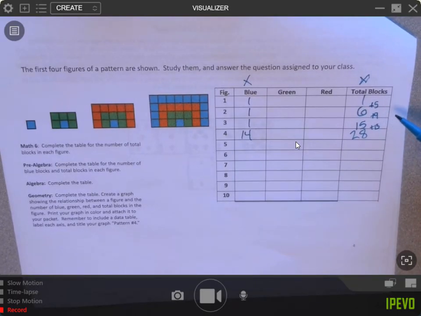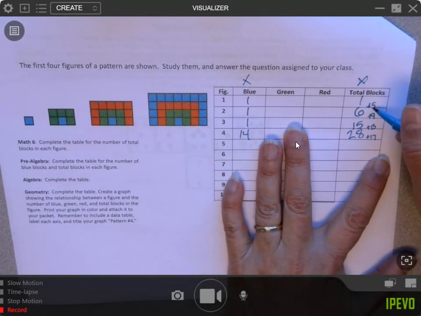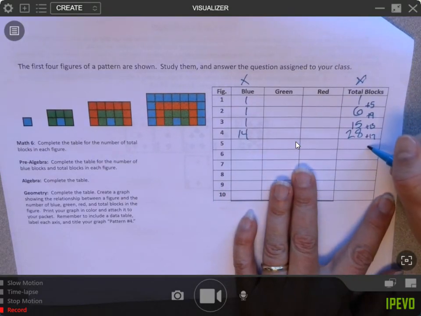Ooh, I'm seeing a pattern there. 5, 9, 13. Can anybody guess what our next number we're going to add is, Beckett? 17. Yeah, because we see these are all increasing by 4s. So our next number that we would add would be what?